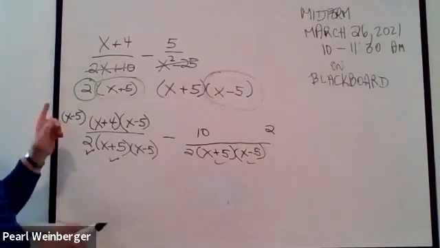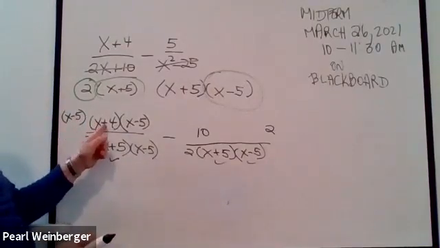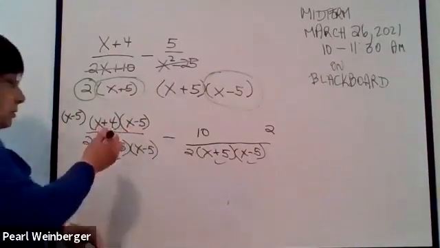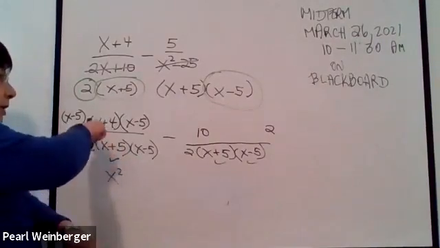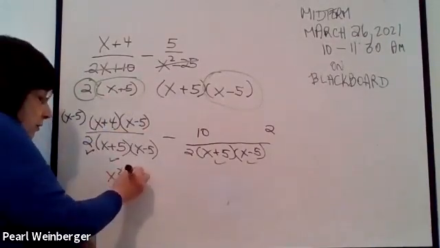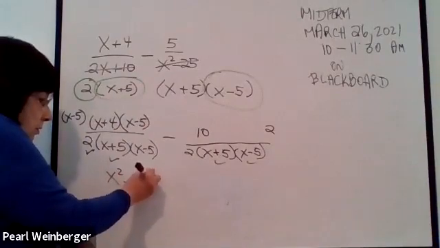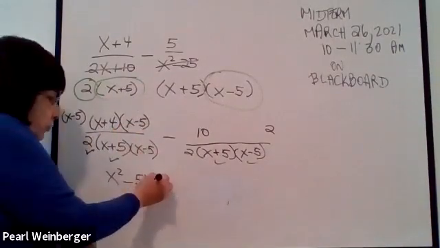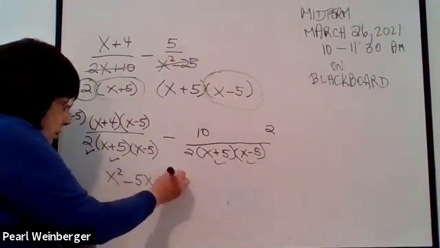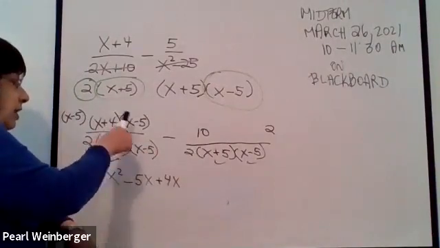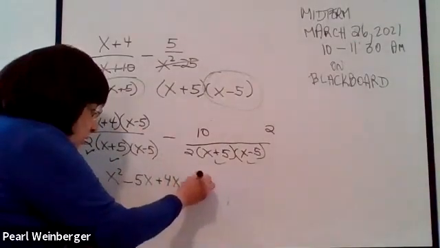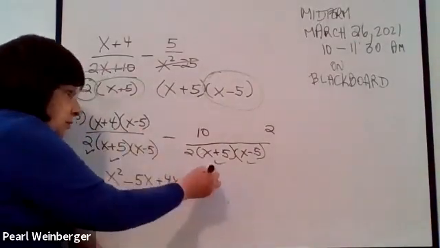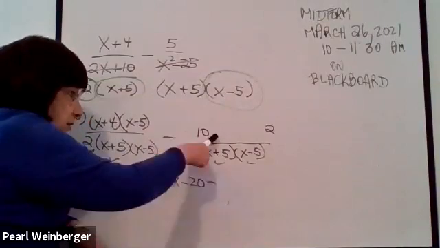Okay, so let's do it together. I'm going to have to use FOIL to multiply the x plus 4 times the x minus 5. That'll give me x times x is x squared. Outer is negative 5x. Inner is plus 4x. And plus 4 times minus 5 is negative 20. And minus, now I'm going to minus this 10.